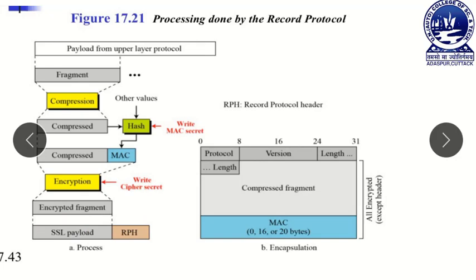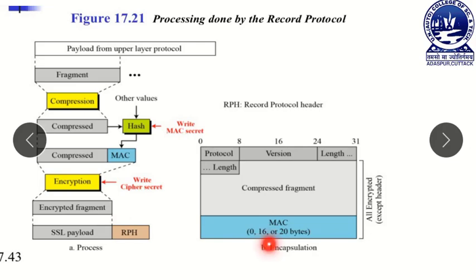After that, it is combined with the record protocol header. That means when the SSL protocol payload is generated, this is appended with the record protocol header. This is the process which is done by the record protocol.